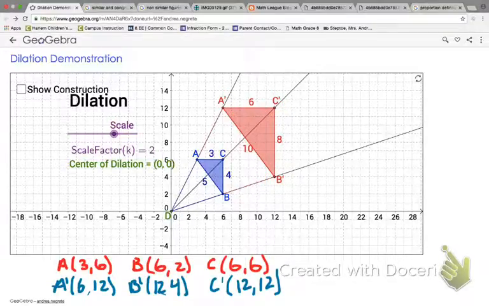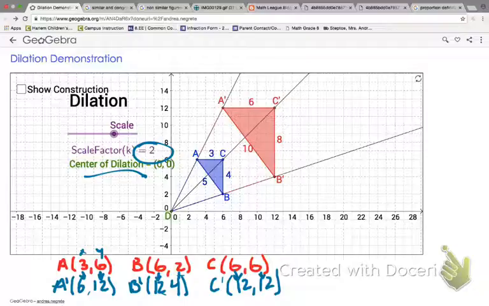So notice A prime is at 6, 12. B prime is at 12, 4. And C prime is at 12, 12. So the way that we perform a dilation is by multiplying each X and Y value by our given scale factor. In this case, it's 2. So 3 times 2 gives us 6 for X, and 6 times 2 gives us a 12 for Y. So we've also done the same with B and C to get to the coordinates of our image.